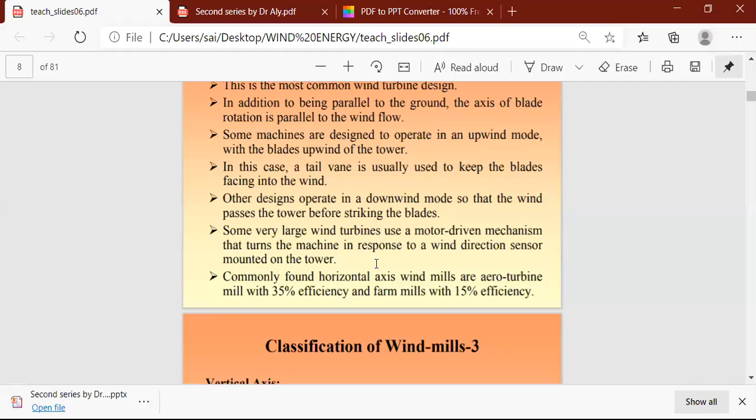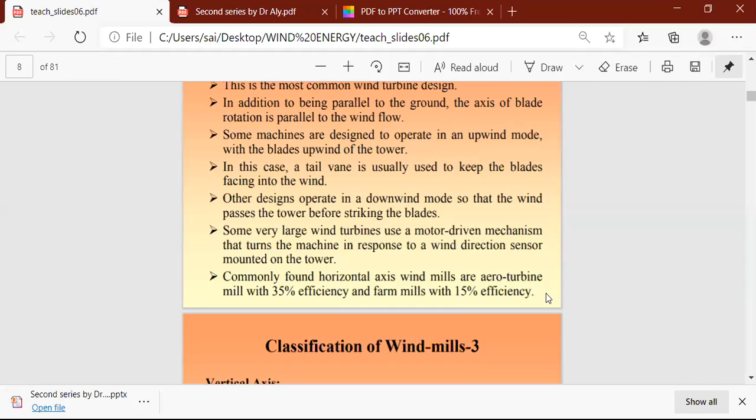For higher power production and to maintain the economy, we can sense the wind direction and change the direction accordingly. Even during mounting of the tower, devices like directional sensors are used to check the wind direction in that particular area. Commonly found horizontal axis windmills are aero turbine mills with 35% efficiency and farm mills with 15% efficiency.